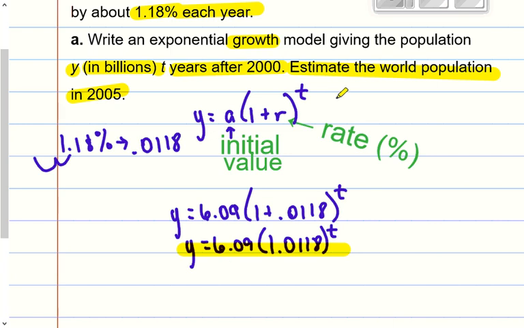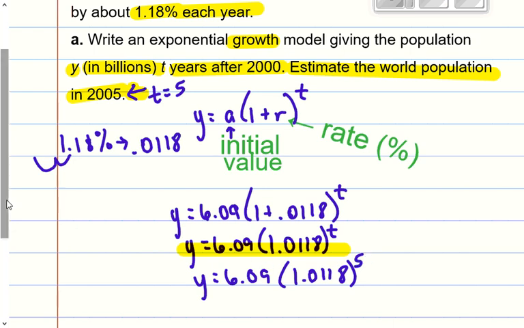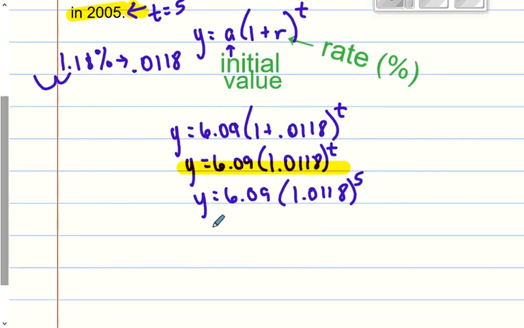Now it says estimate the world population in 2005. So T is the years after 2000. 2005 is how many years after 2000? 5. So this right here tells me my T is going to be 5. So we're just going to plug that in right there. Y equals 6.09 times 1.0118 to the 5th. Plug that all in your calculator in the calculation screen, not the graph screen.